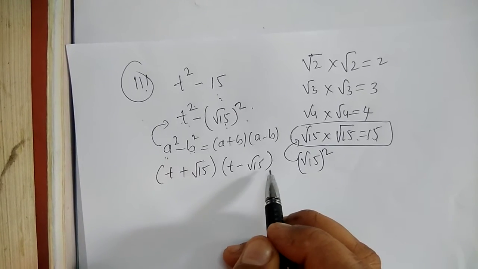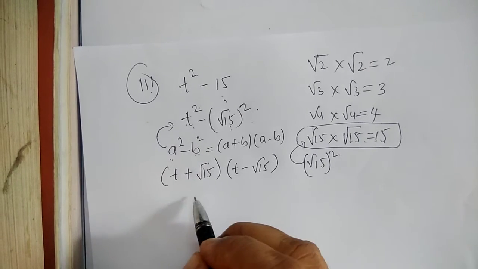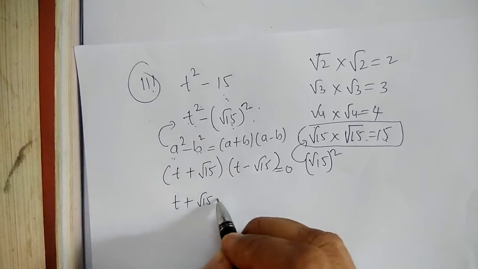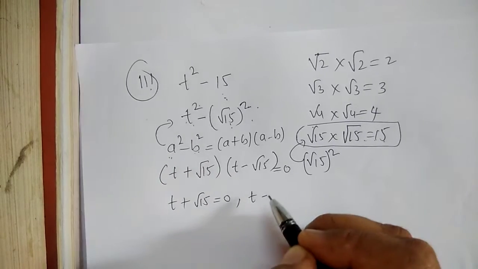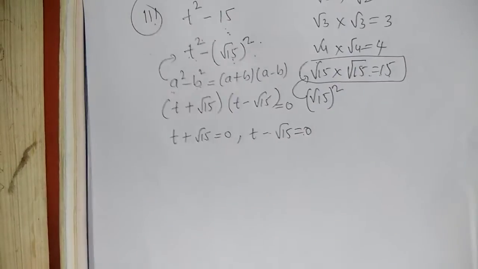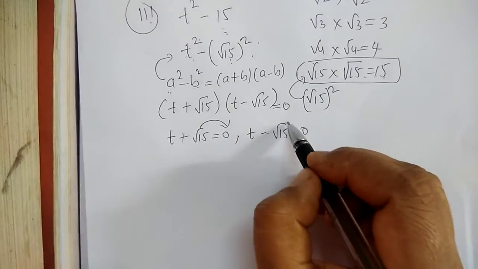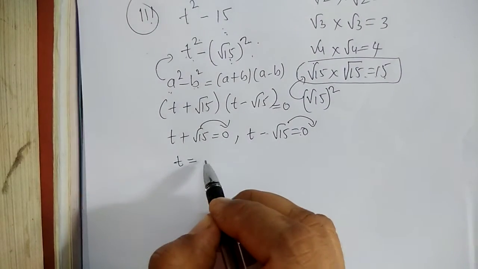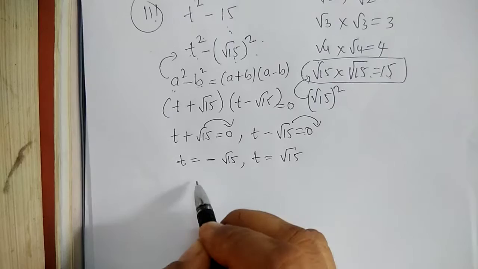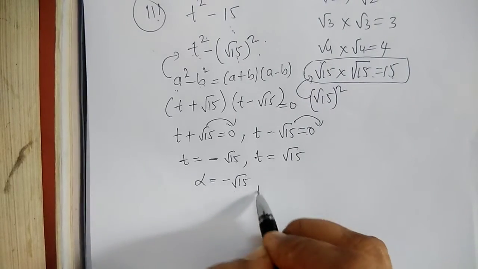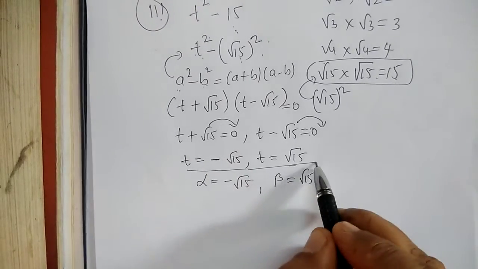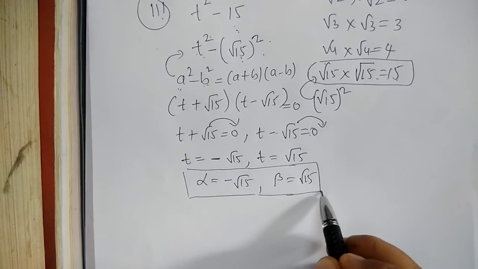If you want to find the zeros of this polynomial, what we should do? We should write this equal to 0. So either t plus root 15 equal to 0 or t minus root 15 equal to 0. Now what to do after this? Yes, take this root 15 here and minus root 15 here. So it will be t equal to minus root 15 and t equals to plus root 15. So alpha is minus root 15 and beta is root 15. Okay, so we got these two zeros of this polynomial.